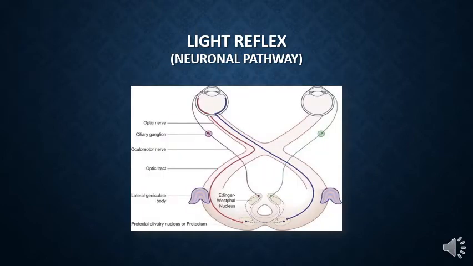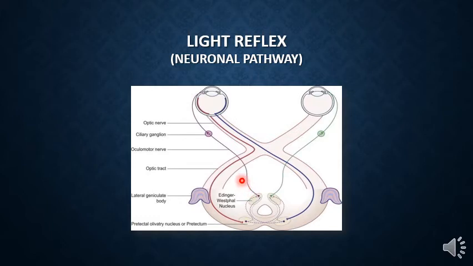The neuronal pathway of light reflex starts from retina. The impulses travel through the optic nerve, they pass through optic chiasma, then through the optic tract. Some of the fibers of the optic tract terminate in the pretectal nucleus. Now, the pretectal nucleus sends fibers to Edinger-Westphal nuclei on both sides. The Edinger-Westphal nucleus gives rise to fibers which are the parasympathetic nerve fibers.